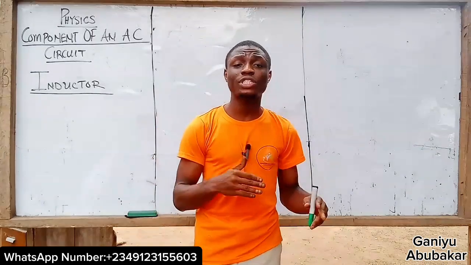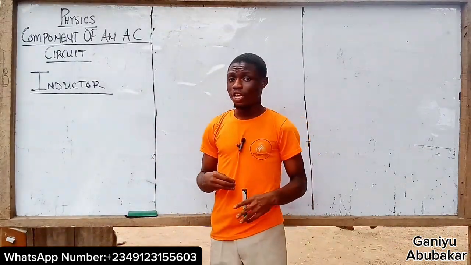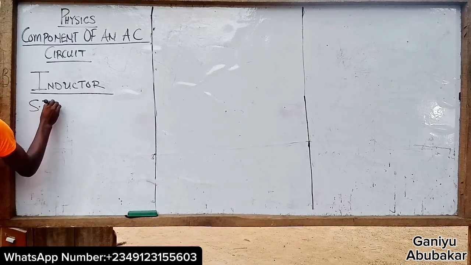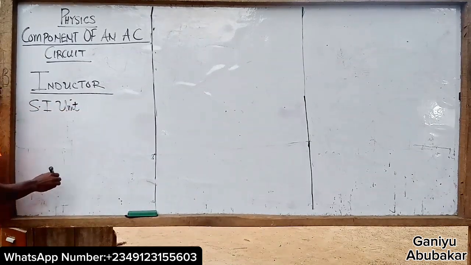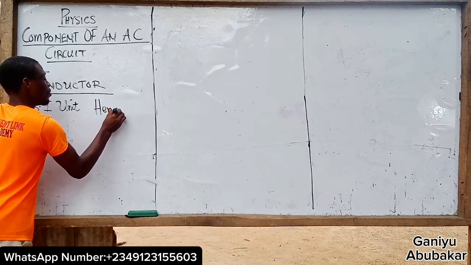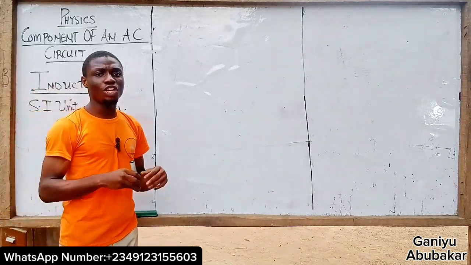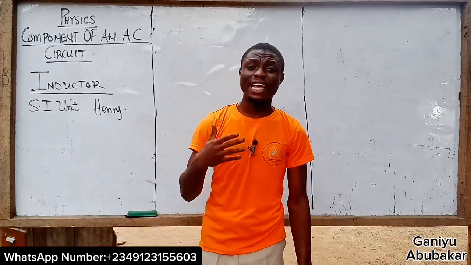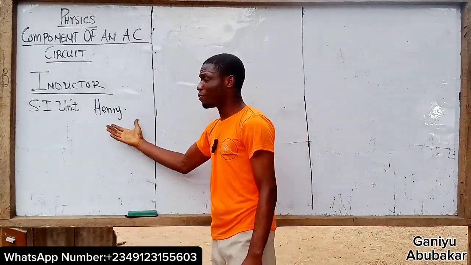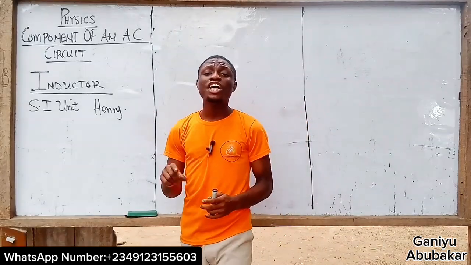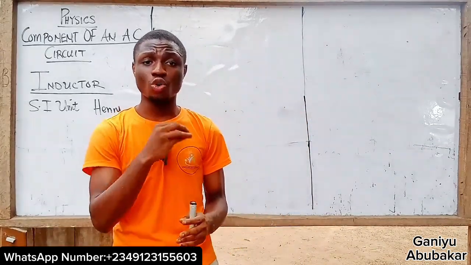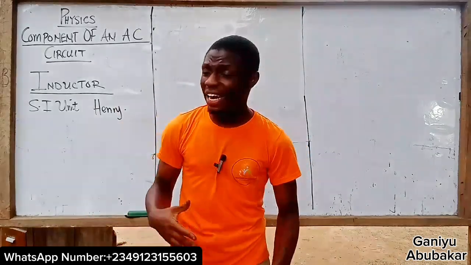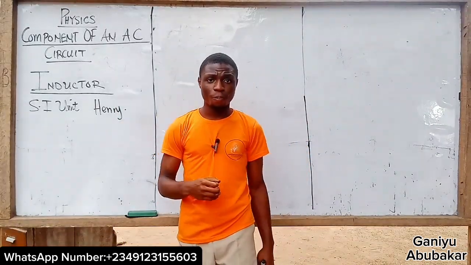Aside from that, it's important to note the SI unit for inductor. The SI unit for inductance is given as Henry. So Henry is simply the unit for inductor. We said ohms is used for resistor, Farad is used for the capacitor, and Henry is for inductor.